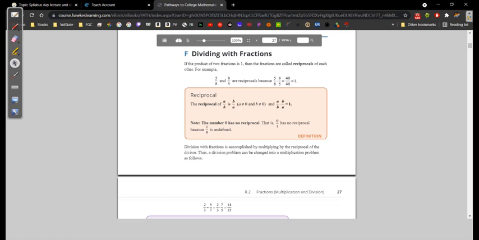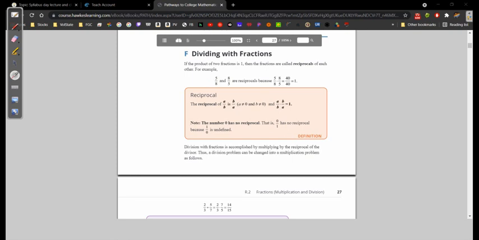Okay. So let's start from the top here. If the product of two fractions is 1, then the fractions are called reciprocals of each other. For example, 5/8 and 8/5. Okay, if I multiply them together, 5 times 8 is 40, 8 times 5 is 40, right? And then 40 over 40 is equal to 1. They're called reciprocals. Okay, if the two of them are multiplied together and you get 1, they're called reciprocals.